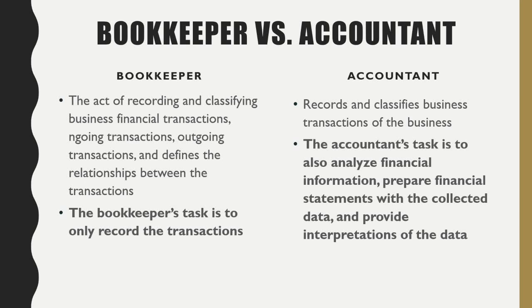That's it. What the accountant does is record the business transactions, but they also analyze the information. They can make conclusions or give opinions on those transactions. They are also the ones responsible for creating the financial statements. So again, they can interpret the information there. So the bottom line is all the bookkeeper does is just record the transactions. The accountant records and analyzes the data.